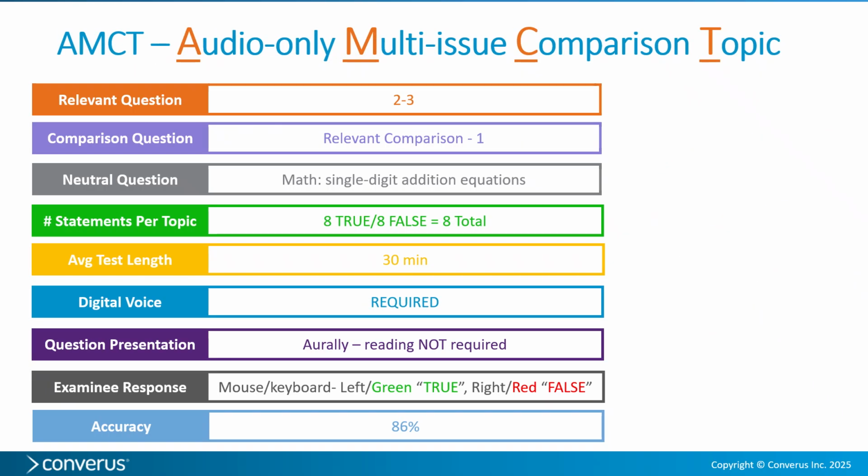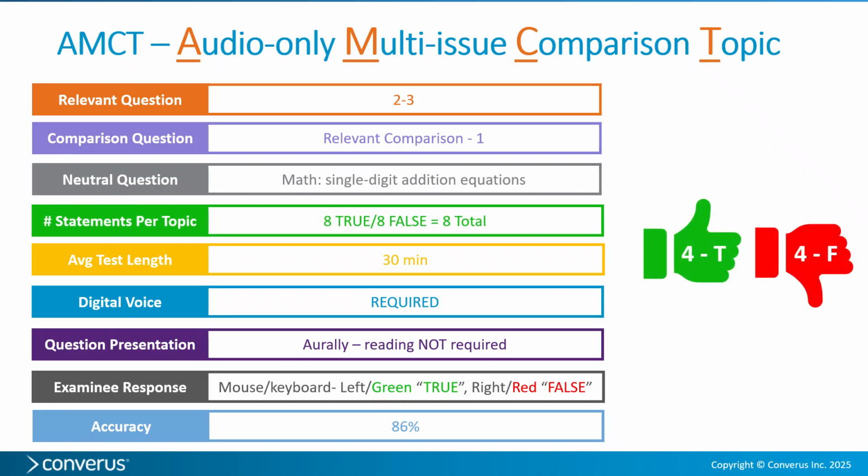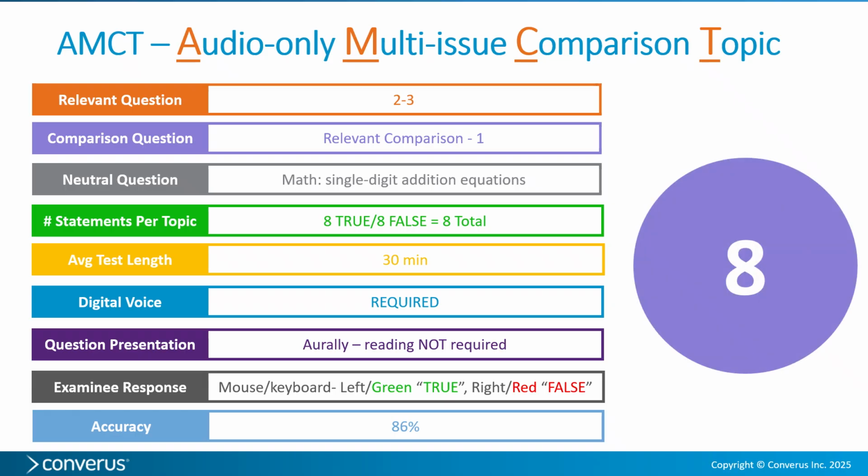Next is the AMCT protocol, which stands for Audio-Only Multi-Issue Comparison Topic. It is an MCT test for poor readers. As such, there are only a few differences from the MCT. First, the number of true and false statements is 4 each, making the total per topic 8 instead of 12.